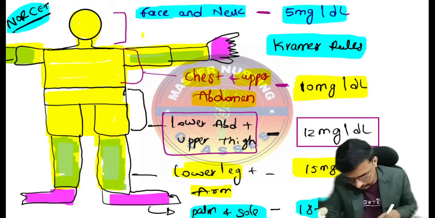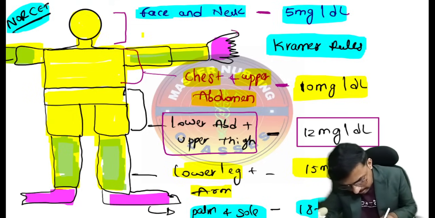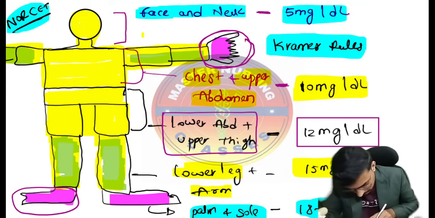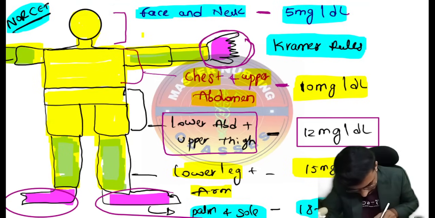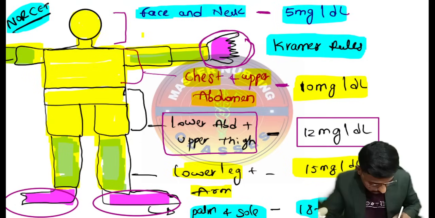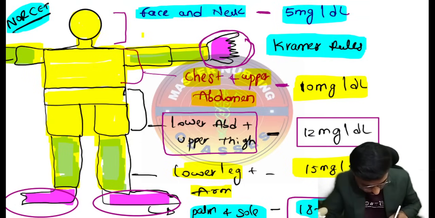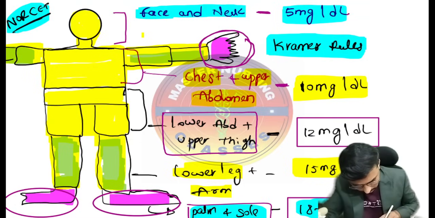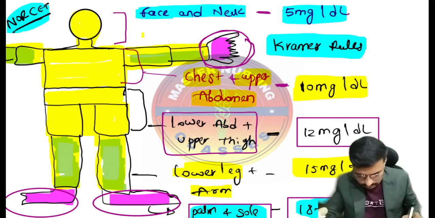Okay, so very important. If it involves the palm and sole, palm and soles are yellow color, means the bilirubin has gone more than 15 milligram per deciliter, so that is the 18 to 20 milligram per deciliter will be the bilirubin if the palm and sole are involved.